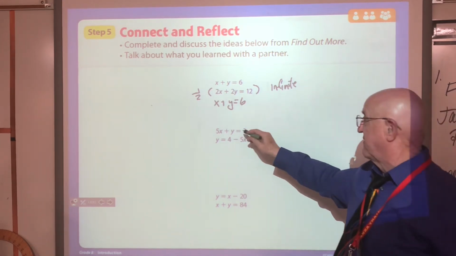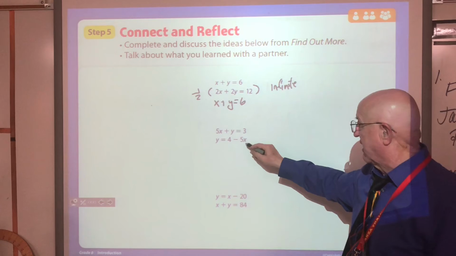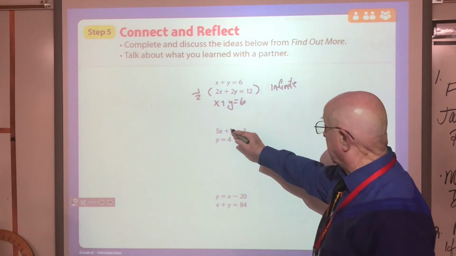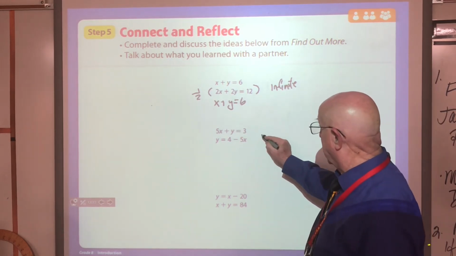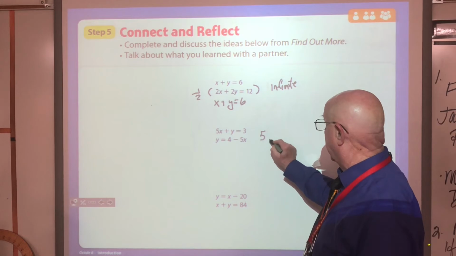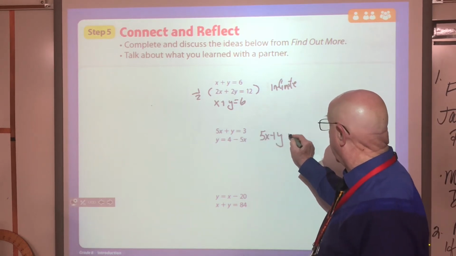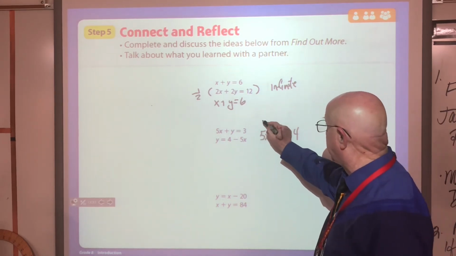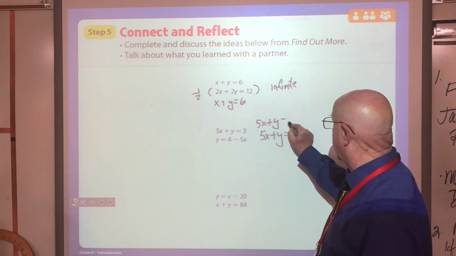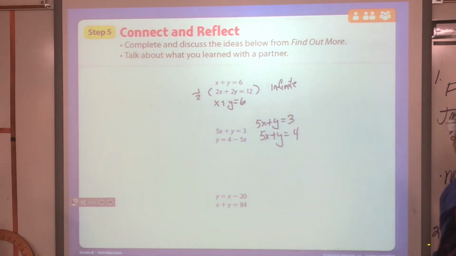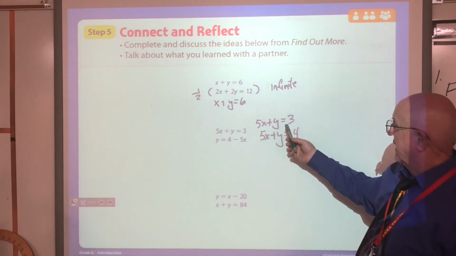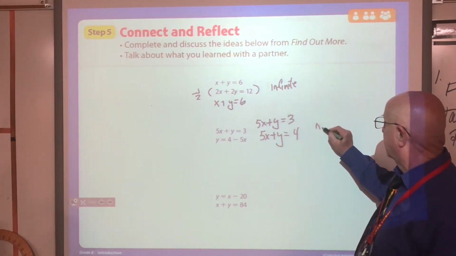This one, if I have 5x plus y equal 3 and y equal 4 minus 5x, I can simply rearrange this to get 5x plus y equal 4, right? 5x plus y equal 4 and 5x plus y equal 3. And is that going to be possible at any time? The answer to that is no, because you can't have 5x plus y equal two different things. So the answer to this is no solutions.